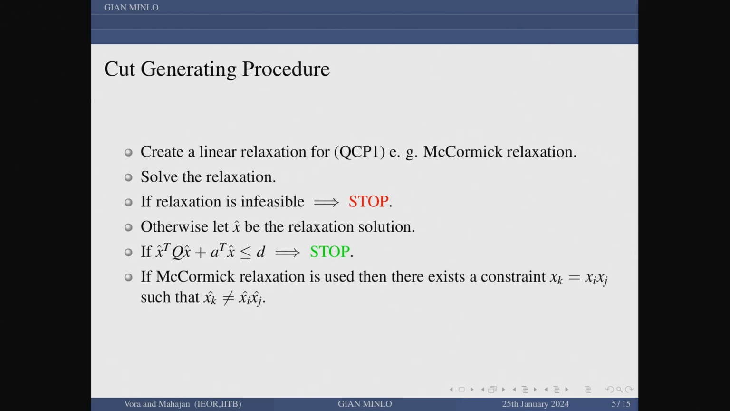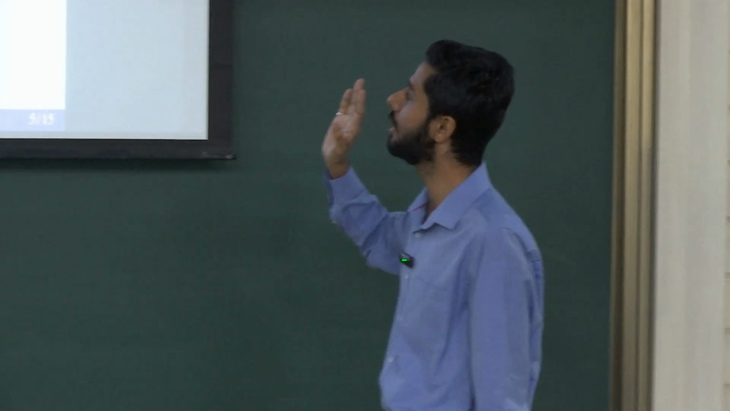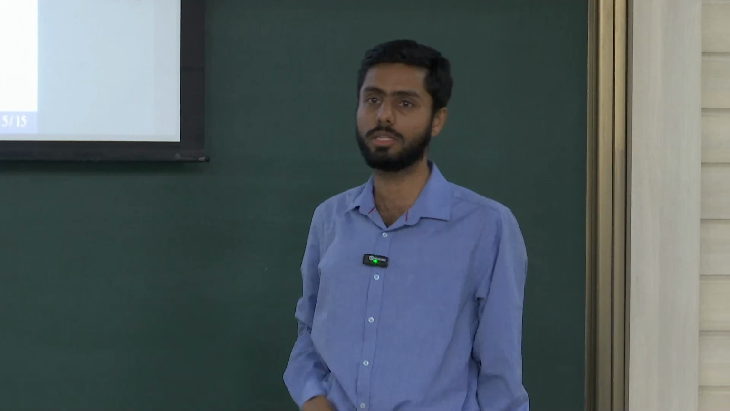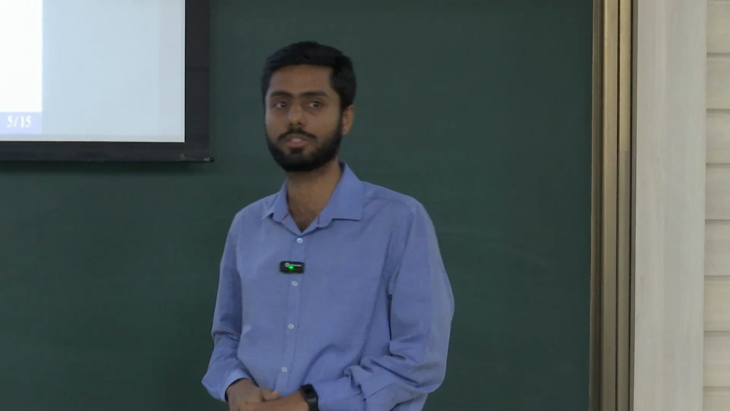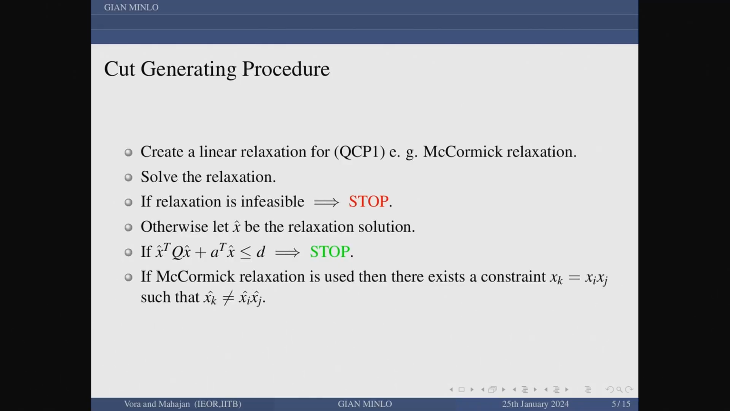Otherwise, you will always have the quadratic constraint violated. So in here, you can have any quadratic constraint, but just for the sake of simplicity, we will assume that you are using McCormick relaxation. The relaxation can be anything, but just for this talk, I am going to say that we have McCormick relaxation. If you are using McCormick relaxation, you will add these extra auxiliary variables for each bilinear term, and the constraint will be violated at the current relaxation solution.